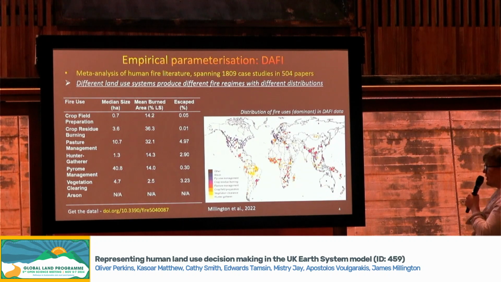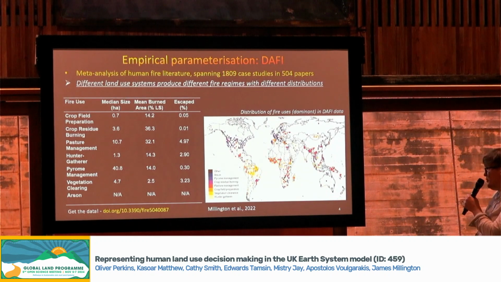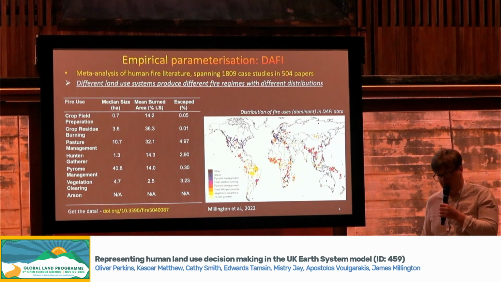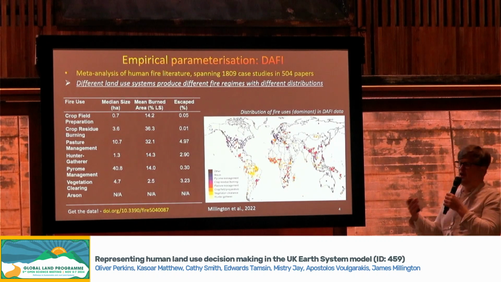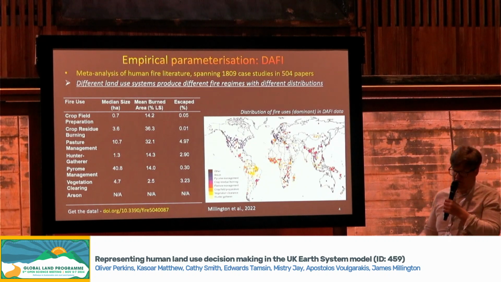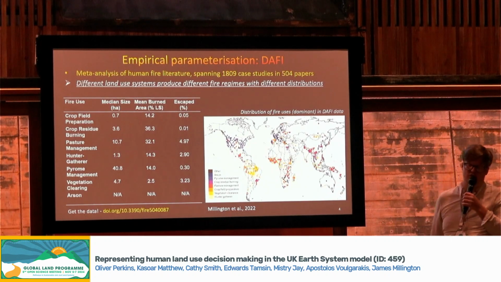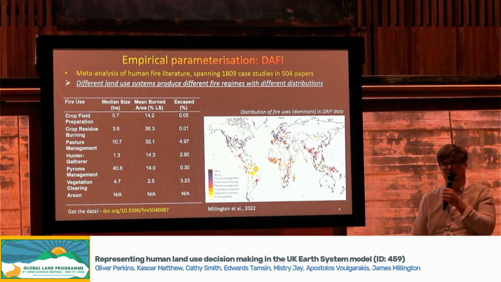So during COVID, we had the joy of reading 500 or more papers and putting all the data in a database. And basically what we find is that human fire use, human fire interactions differ consistently and in spatially predictable ways around the world. And that these different ways, different reasons for humans using fire to manage the land have different quantitative signals in the resulting fire.